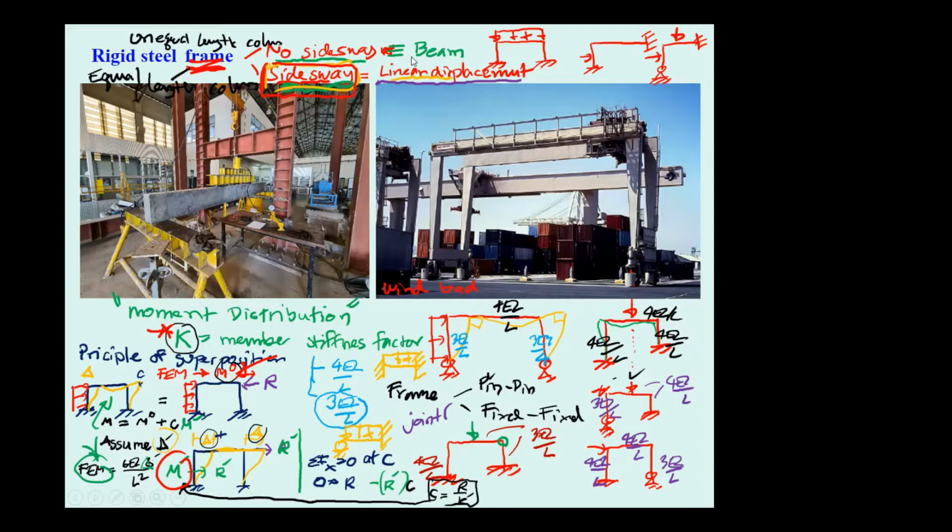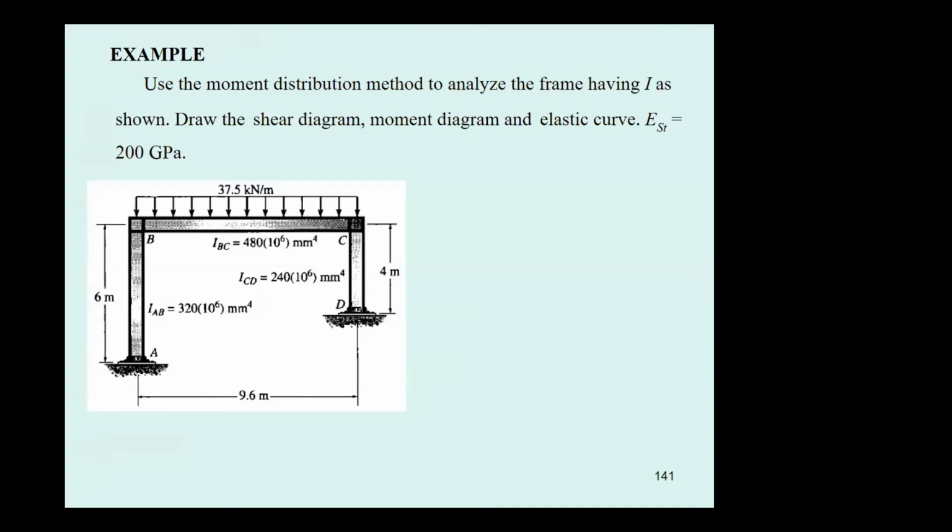So in examination, try to work on the beam first, and second, work on the frame. Okay, in the PowerPoint, we have this frame. This frame is an unequal column frame, and we are going to use the moment distribution to analyze the frame. This frame is special: not only unequal columns, it also has different moments of inertia. This frame is made of steel because the modulus of elasticity is 200 gigapascal.